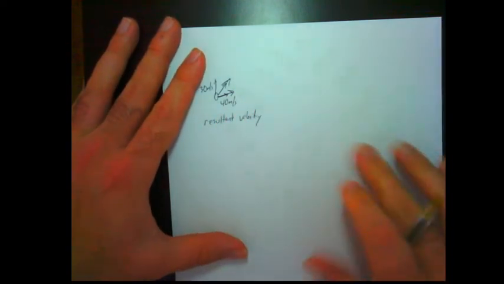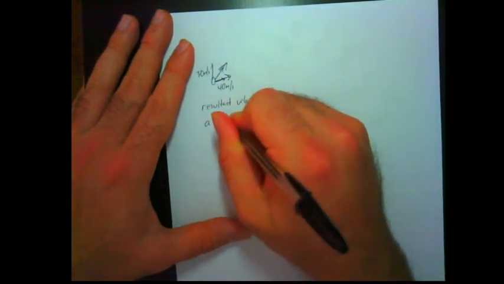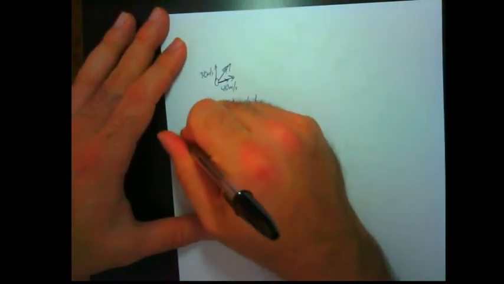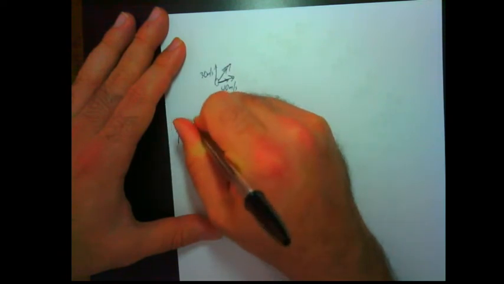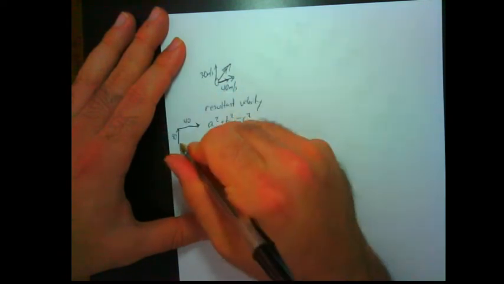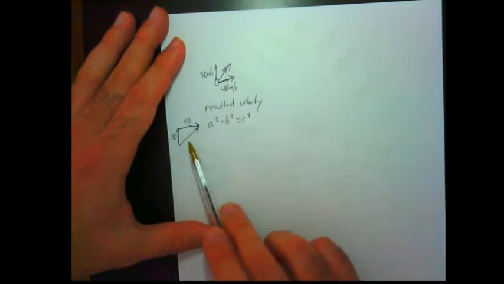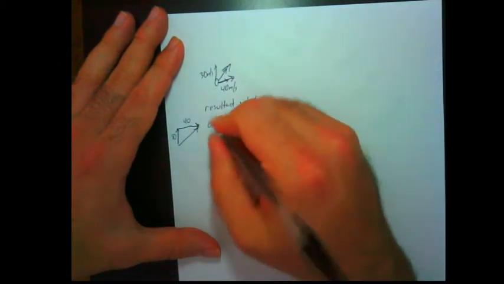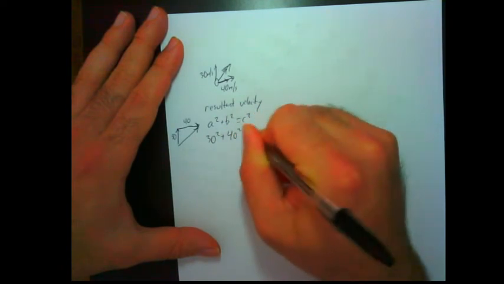Really, it's more of a speed because we don't have direction. But for that, we're going to use the Pythagorean theorem. Why? Because what we have is 30 meters going up and 40 meters going right, and so we're finding the hypotenuse of this triangle. Since it's the hypotenuse, you already know it's going to be greater than either of those numbers, right? So let's plug in: a squared, 30 squared plus 40 squared equals c squared.